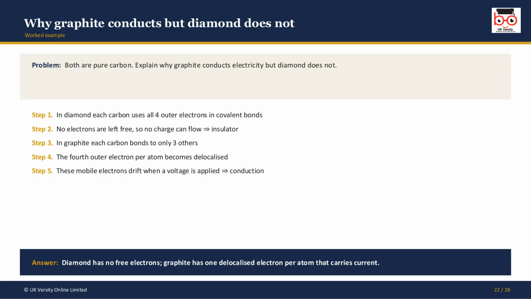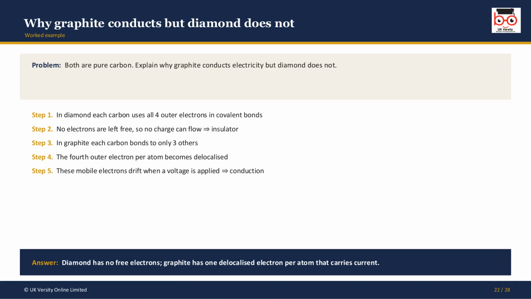Let's explain carefully why graphite conducts but diamond doesn't, given both are pure carbon. In diamond, each carbon uses all 4 of its outer electrons in covalent bonds, so no electrons are left free, and with no charge able to flow, it's an insulator. In graphite, each carbon bonds to only 3 others, which leaves the 4th outer electron per atom delocalized. Those mobile electrons drift when a voltage is applied, and that flow is conduction.